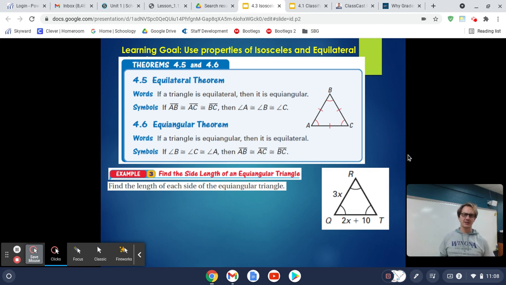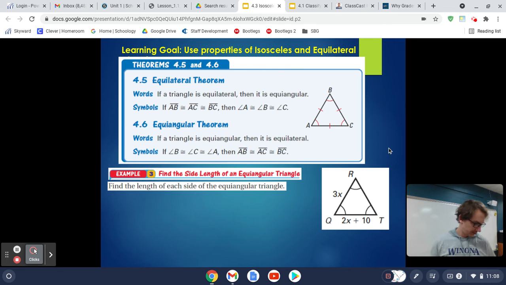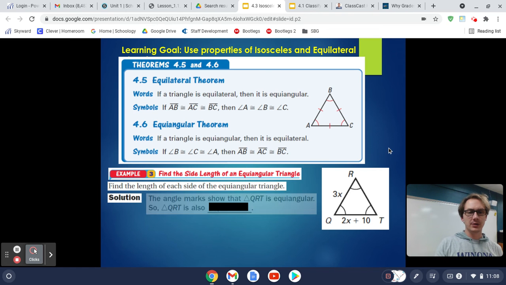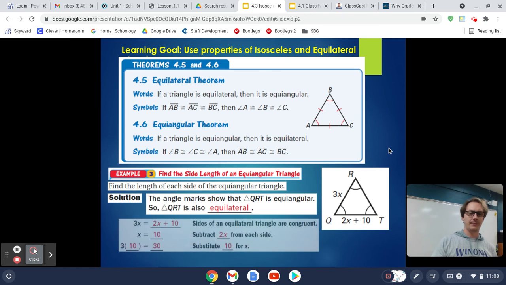So looking for the side length of each side of the equiangular triangle, hide that a little bit. Still not sure if you can see that or not. We know that because this is equiangular, it's also equilateral. All my angles are the same, so then all my sides have to be the same. So I have one side that is 3x and another side that is 2x plus 10. We talked about this earlier. If you have measurements that are the same, 2 sides that are congruent, take the measurements, set them equal to each other. So 3x equals 2x plus 10.